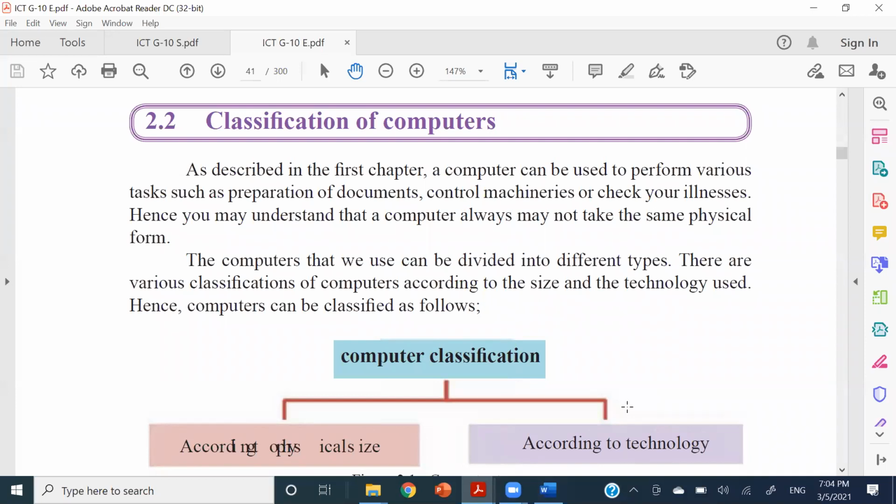Right, so those classifications are majorly done in two different methods. First one is according to the physical size.